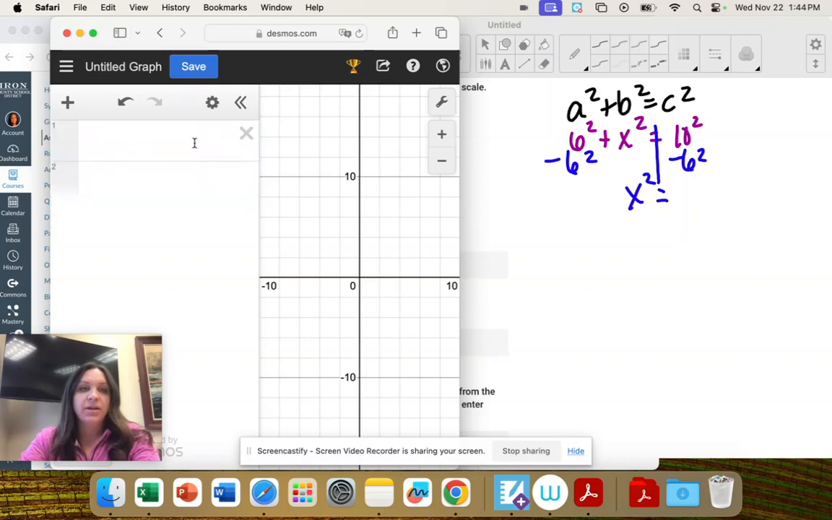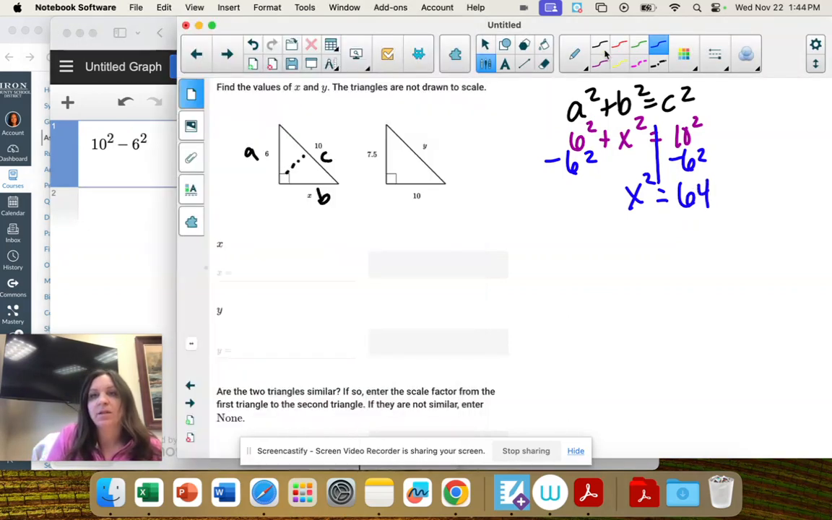So 10 squared minus 6 squared is 64. And then square root both sides. So x equals 8.